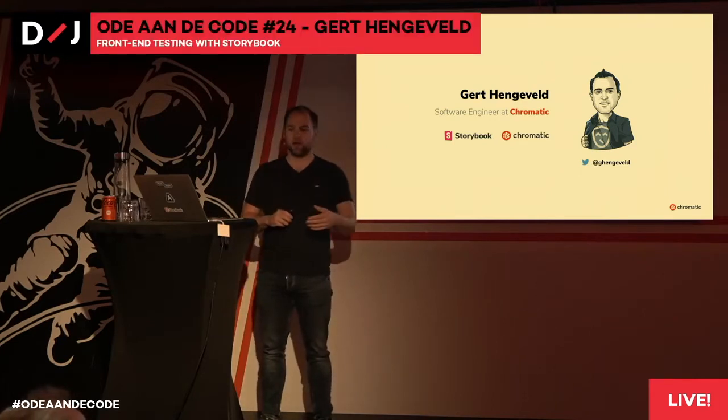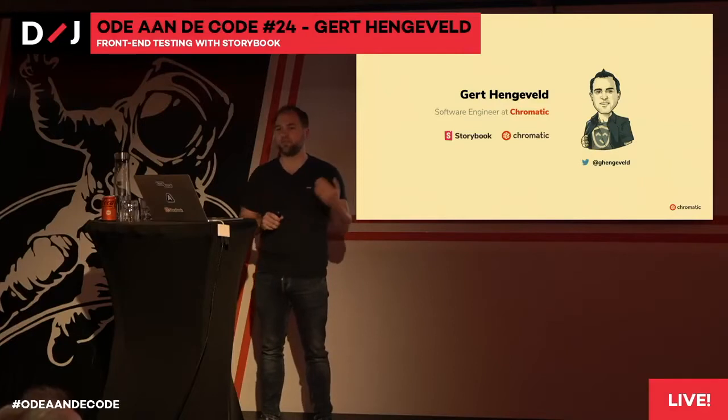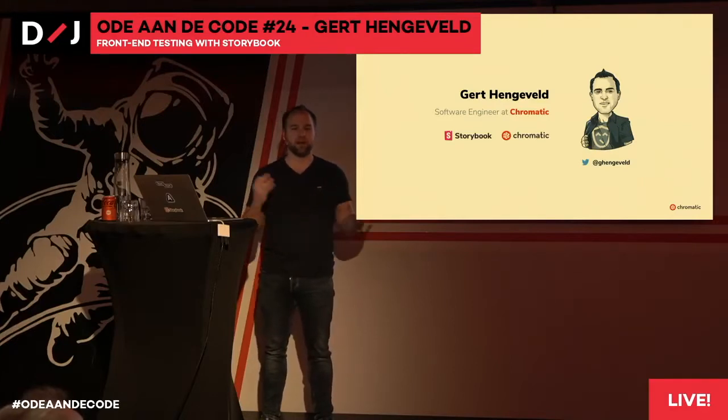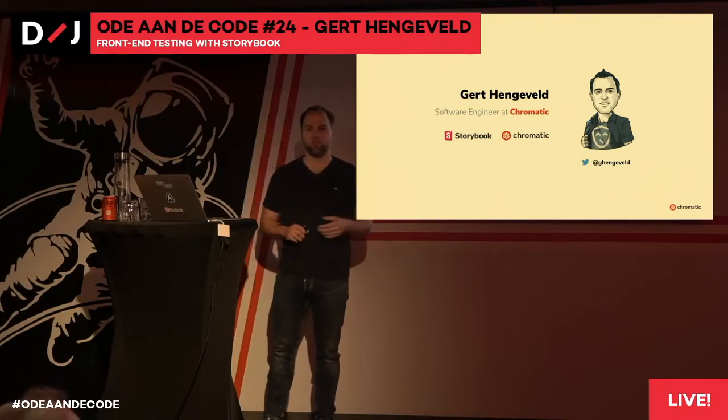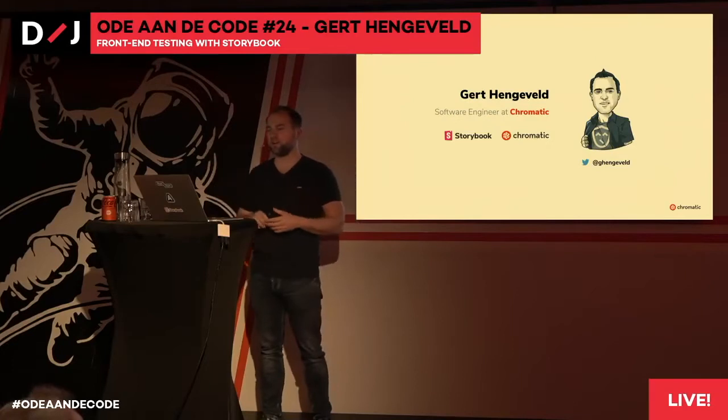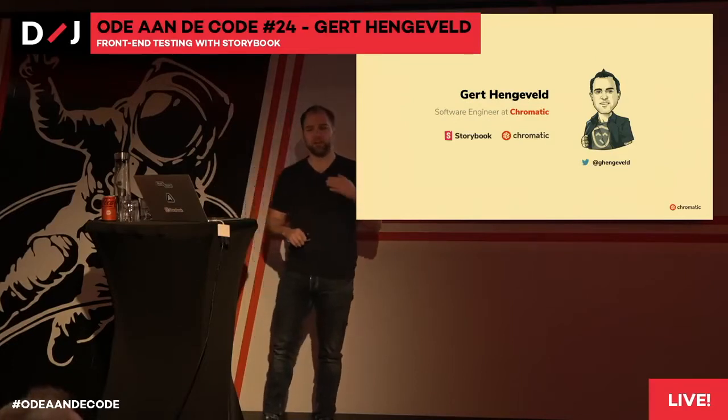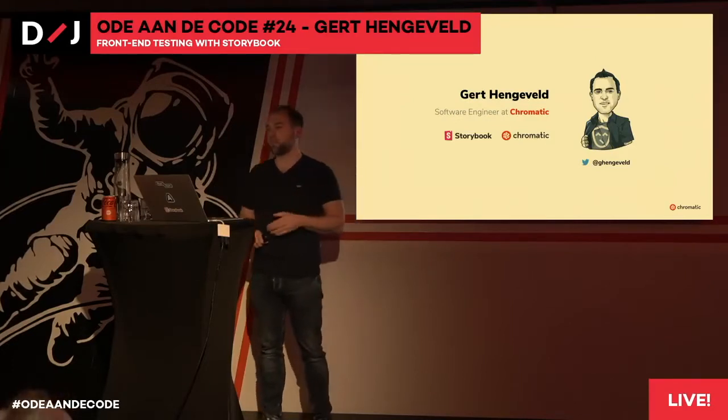I work on Chromatic, which is a SaaS platform for visual regression testing. Basically, we take screenshots of your user interface components and compare them over time so that you don't make mistakes. So you change some styling somewhere and it bubbles up somewhere in an unexpected place. We will know and tell you that you made that mistake.